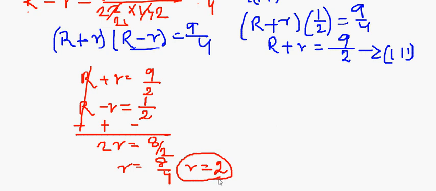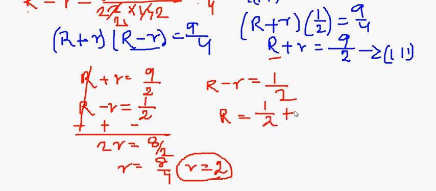We also have to find the outer radius, that is the capital R. We know from the first equation that R minus r was 1 by 2, and we can find the capital R as 1 by 2 plus r, and that I got to be 2. So it is 1 by 2 plus 2, that is 5 by 2, that is 2.5. So this is your answer for the capital R.